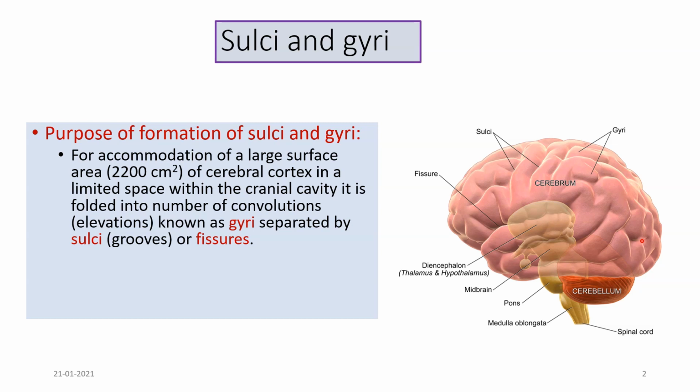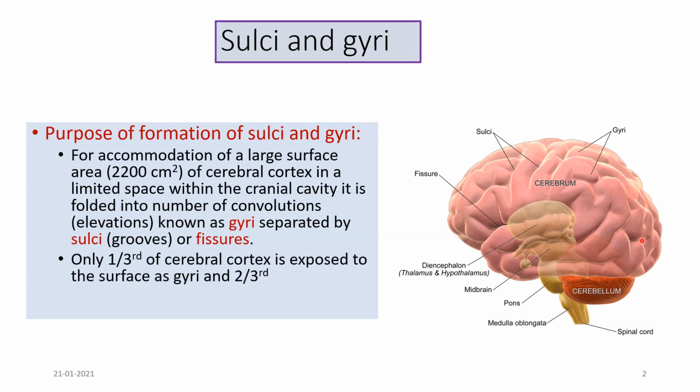So to accommodate it in the cranial cavity, the cerebral cortex is folded into a number of elevations that are called gyri, which are separated by sulci or fissures. And only 1/3 of the cerebral cortex is exposed to the surface as gyri. The rest, 2/3, is hidden in the sulci. Hope you have understood the purpose of formation of the sulci and gyri.